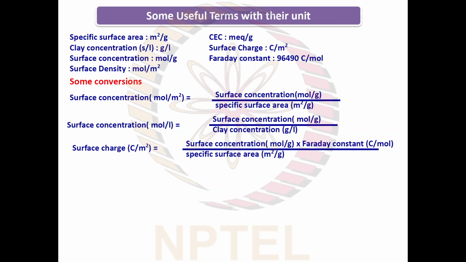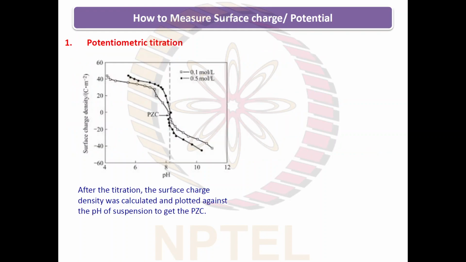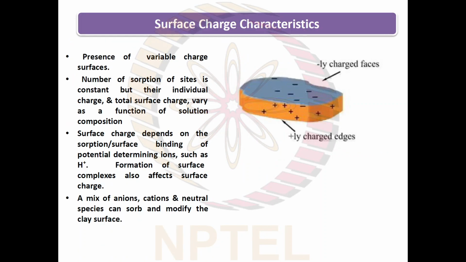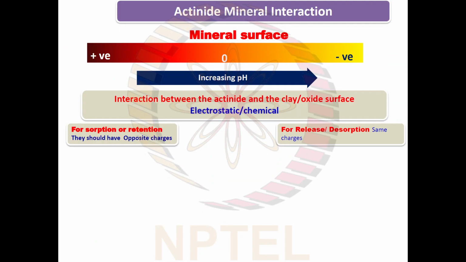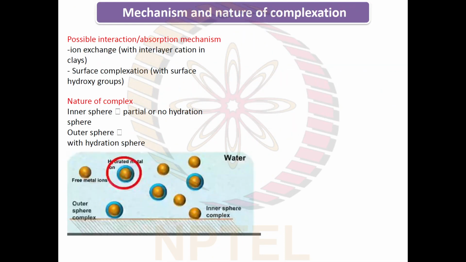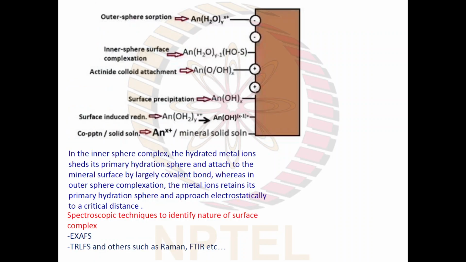Now, how to measure surface charge potential, zeta potential, and these certain characteristics, you can go through them. And then there is the mechanism and nature of complexation, the possible interaction and adsorption mechanisms, which are ion exchange and surface complexation. The nature of the complex can be inner sphere, with partial or no hydration sphere, or outer sphere, with hydration sphere.